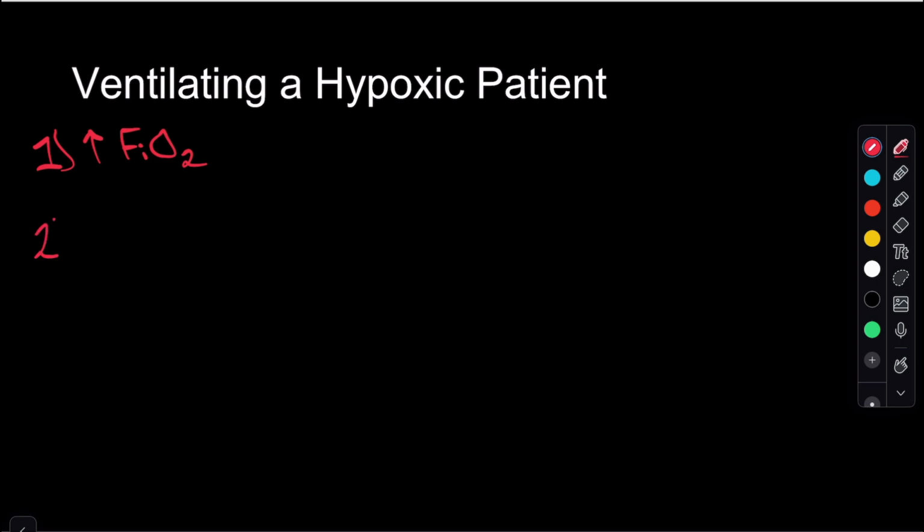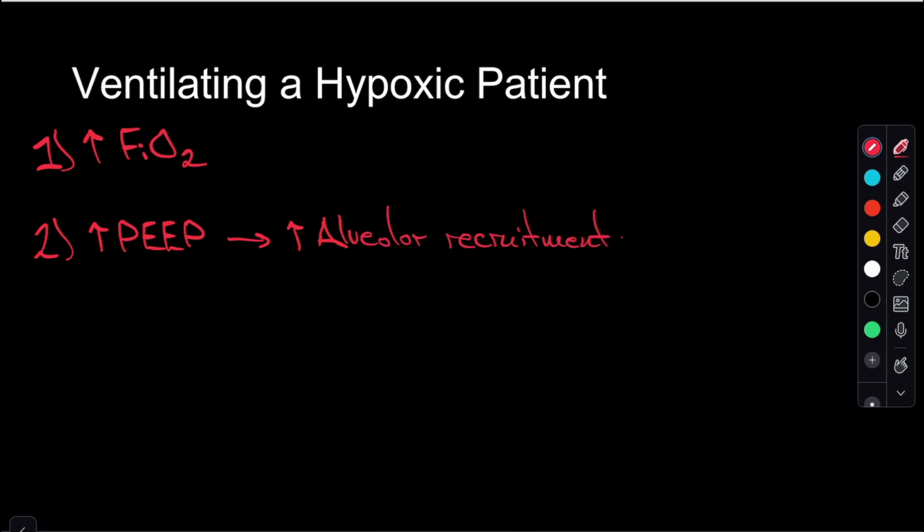And the second is a little less intuitive, but increasing your positive end-expiratory pressure, or PEEP. The idea of increasing your PEEP is that if you increase PEEP, then you can improve your alveolar recruitment, and that increases the surface area where gas exchange can occur. And then if you do that, that can improve your gas exchange and increase your oxygenation.